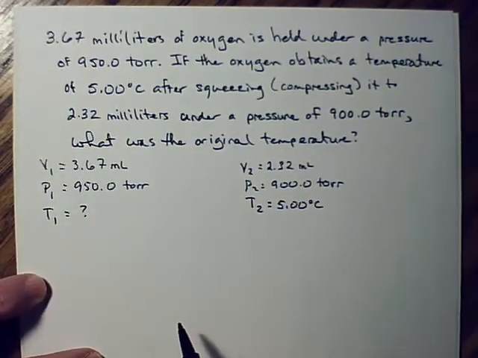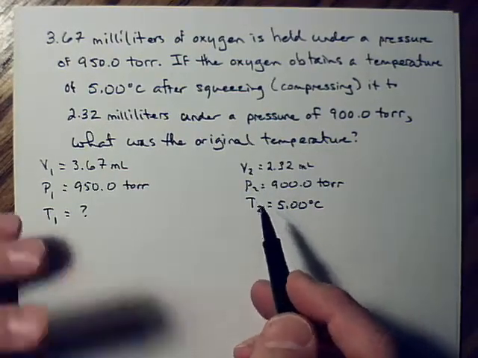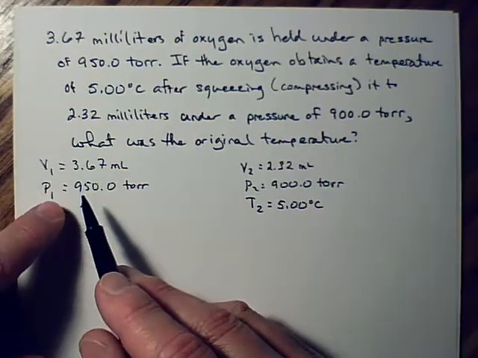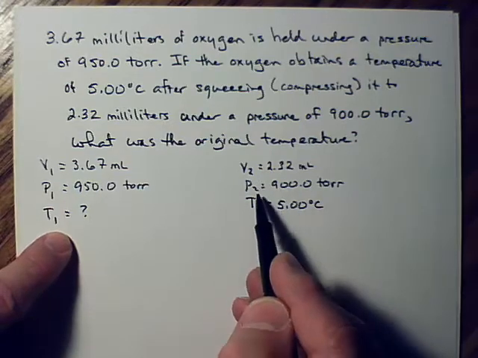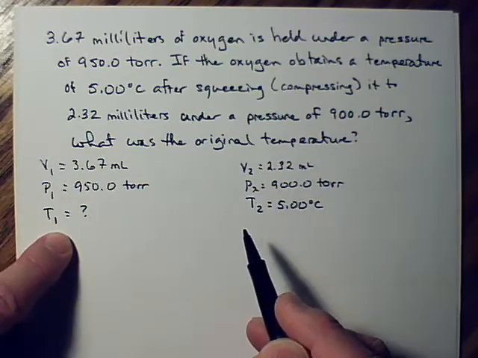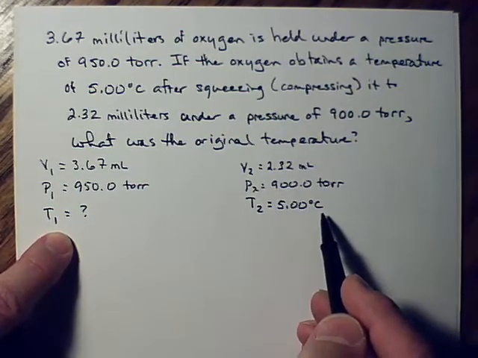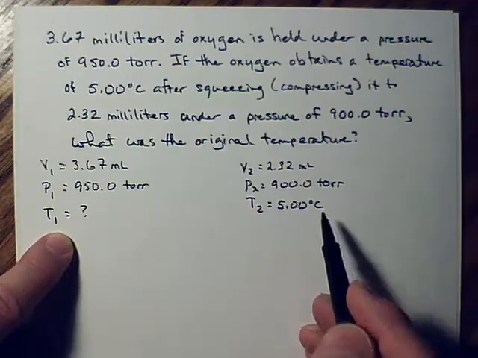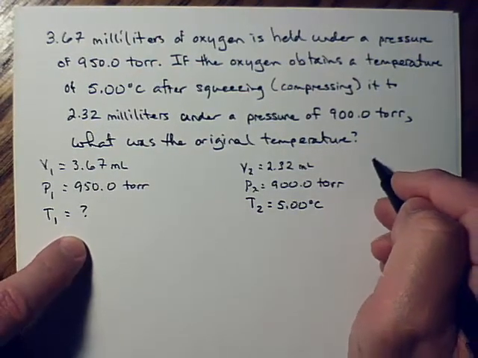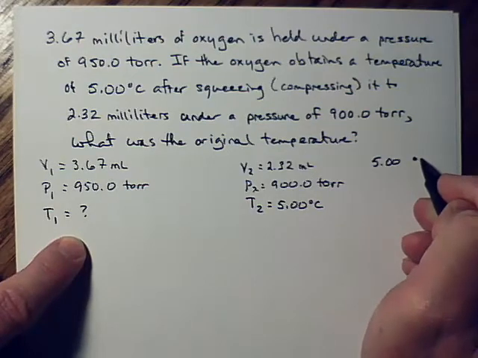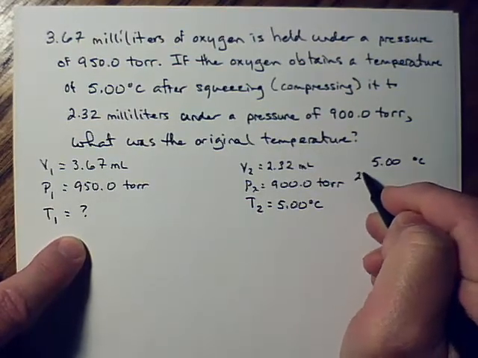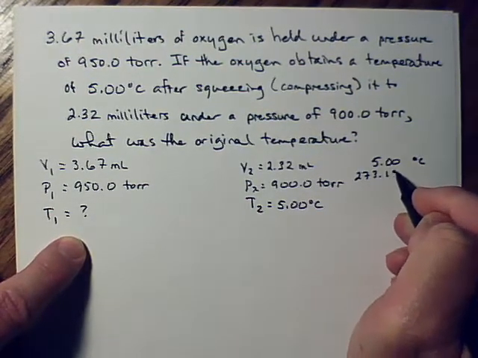Okay? So we just figure out which equation do I need? Well, if I've got volume, pressure, and temperature, that must be the combined gas law. You need to know that you've got to convert the temperature here into Kelvin. So we've got 5.00 degrees C. I'm going to add 273.15 to that.